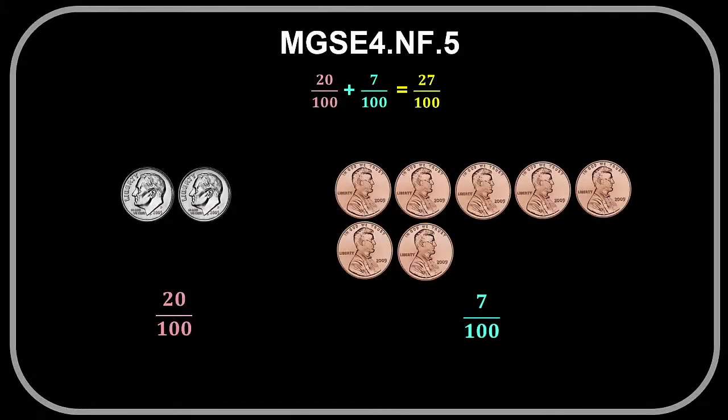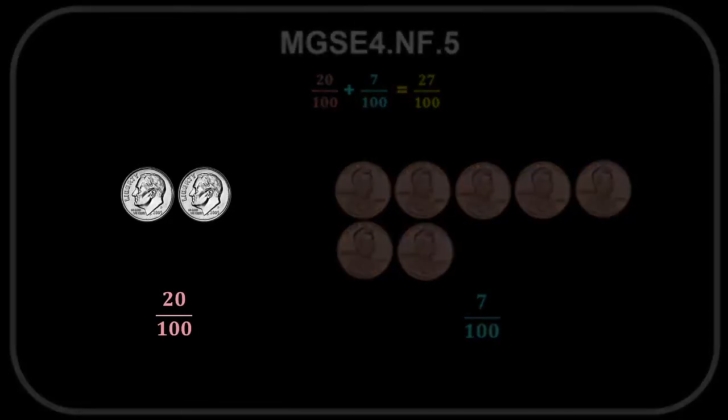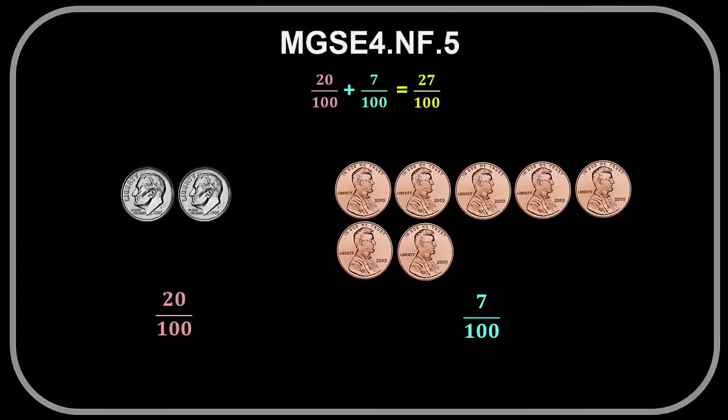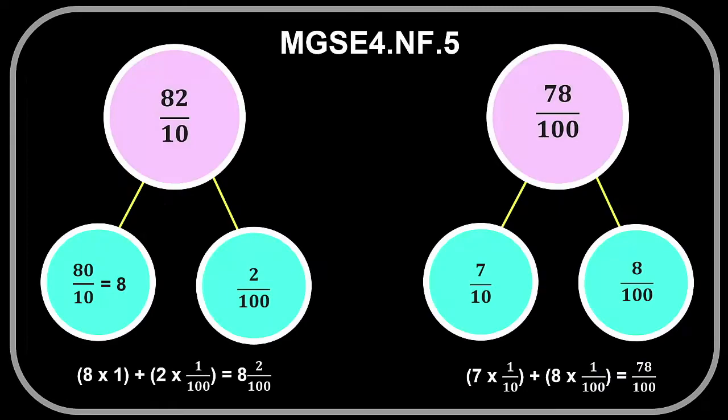Another way that students might represent 20/100ths plus 7/100ths is with dimes and pennies, where 2 dimes is equal to 20/100ths and 7 pennies is equal to 7/100ths. 2 dimes and 7 pennies is equal to 27/100ths. Students need multiple opportunities to compose and decompose decimal fractions, including fractions greater than 1. Students can use number bonds and their knowledge of place value to demonstrate flexibility with numbers.